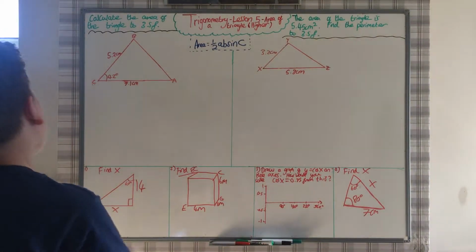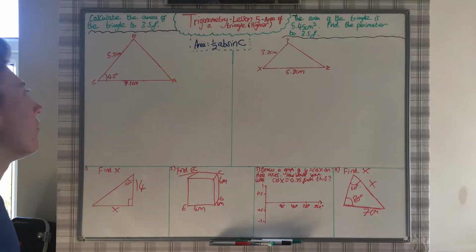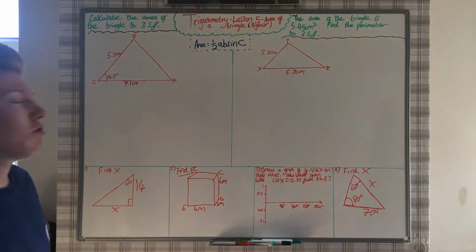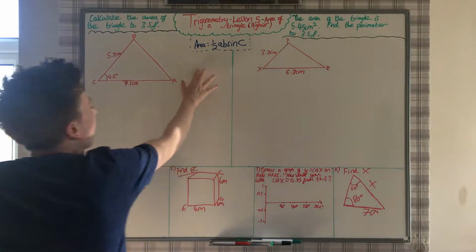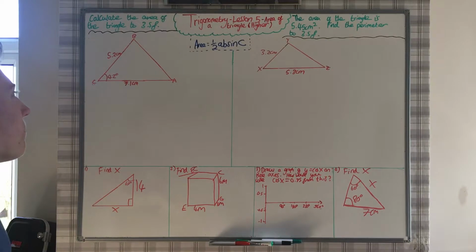Today we're going to be going through the final lesson on the topic of trigonometry, which looks at the area of a triangle, which is not necessarily a right angled one, so we use a different rule. And in this case we use this rule at the top, area equals a half AB sine C.